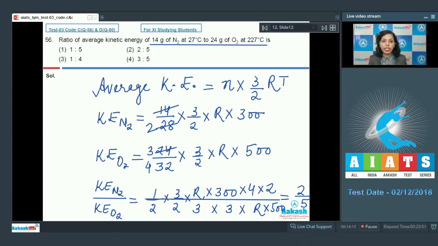So what would be the correct ratio of the average kinetic energy of nitrogen and oxygen, the given amount we are considering here? That is given in option 2, 2:5. And that's why you should choose the correct answer, that is option 2.